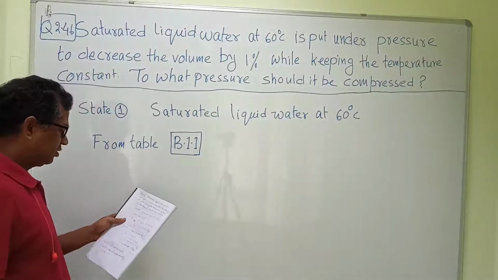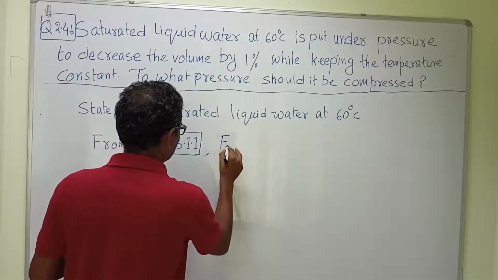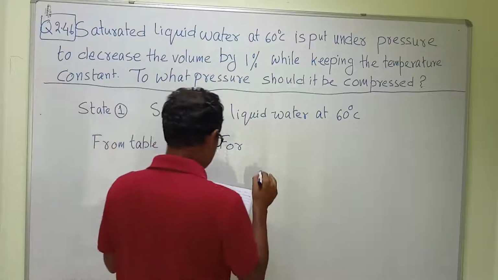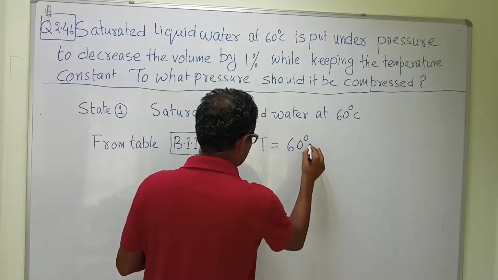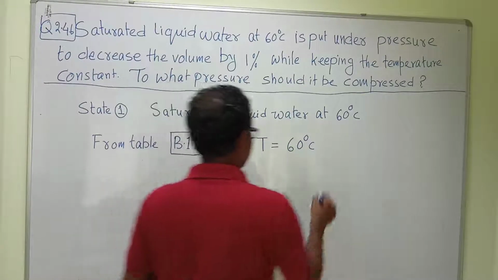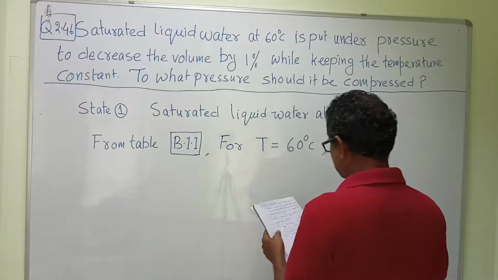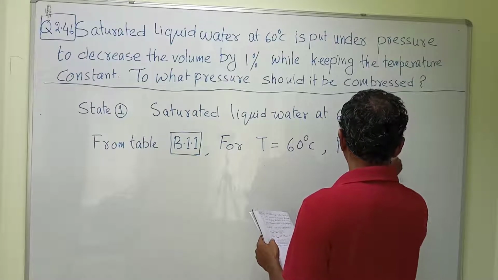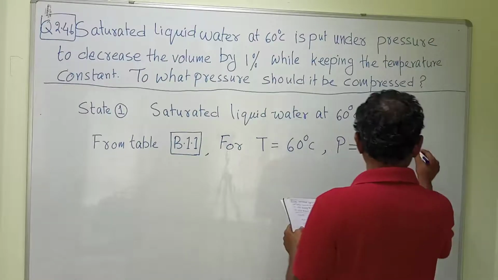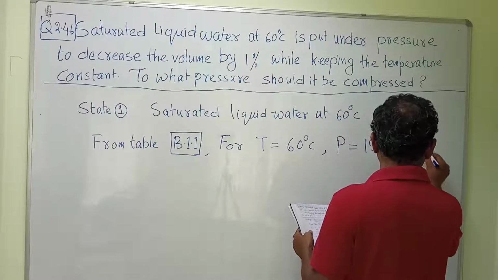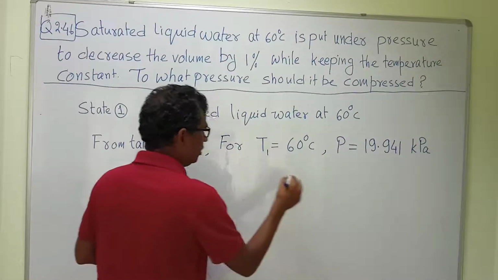So the first column is the temperature column. So for T is equal to 60 degrees Celsius, P becomes, in the second column it is given, 19.941 kilopascal. So since it is state 1, I will put T1 and P1.